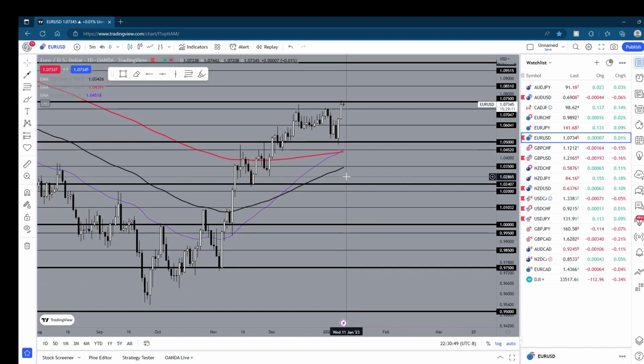Okay, next pair, the Euro USD. This one as well is in a downtrend. We can see that this purple, the 50 EMA, crossed the 100 and then the 200 right here, but we're still in a downtrend. There's a very high probability that this thing is going to go from here all the way down here. Even though the purple crossed the 200, we're still downtrending. As long as this black one doesn't cross above the red one, we're still fine.